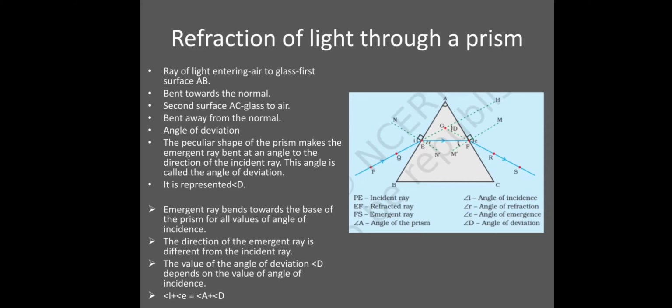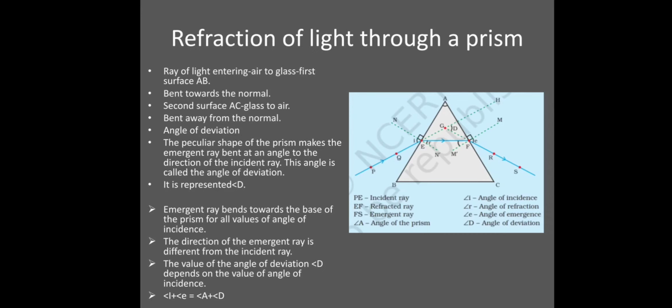Now with this experiment, we can conclude that the emergent ray bends towards the base of the prism for all values of angle of incidence, and the direction of the emergent ray is different from the incident ray. The value of the angle of deviation, that is angle D, depends on the value of angle of incidence.